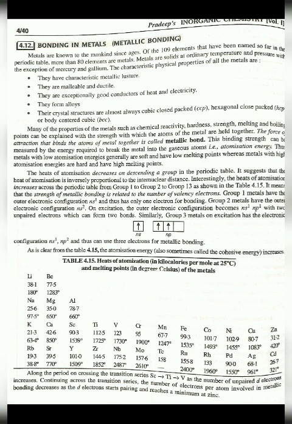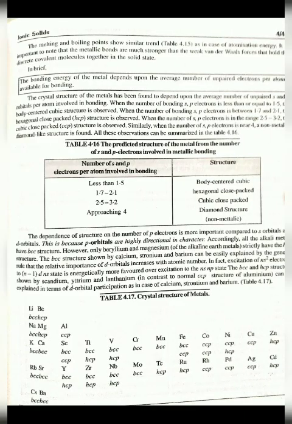Group 1 metals have the outer electronic configuration ns1 and thus have only one electron for bonding. Group 2 metals have the outer electronic configuration ns2. On excitation, the outer electronic configuration becomes ns1 np1 with two unpaired electrons, which can form two bonds. Similarly, group 13 metals on excitation have the electronic configuration ns1 np2 and thus can use 3 electrons for metallic bonding. The melting and boiling points show a similar trend as in the case of atomization energy.